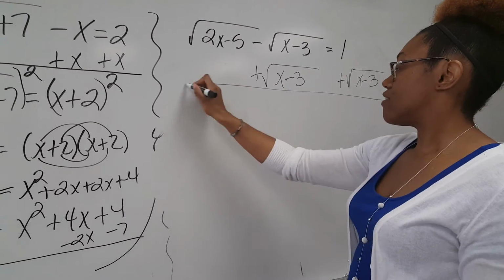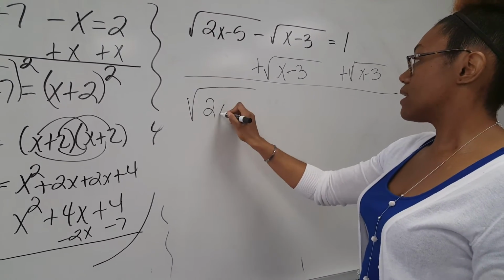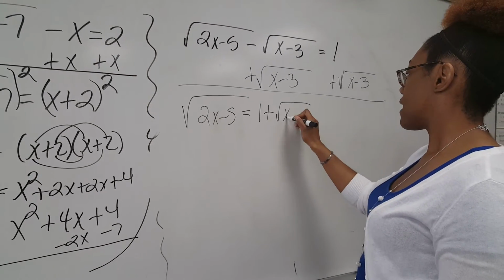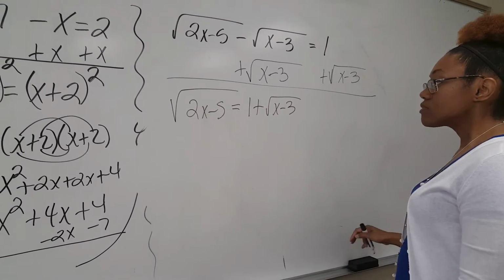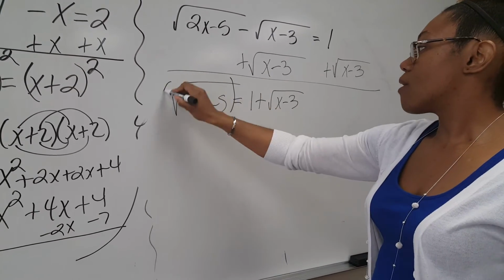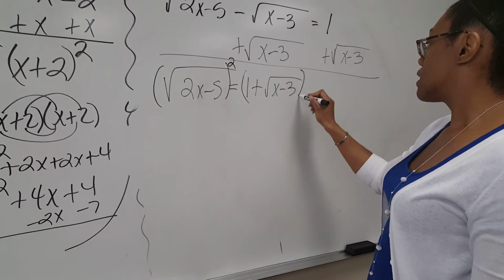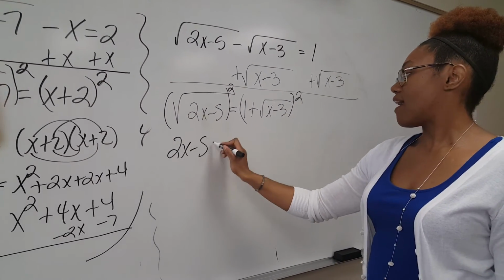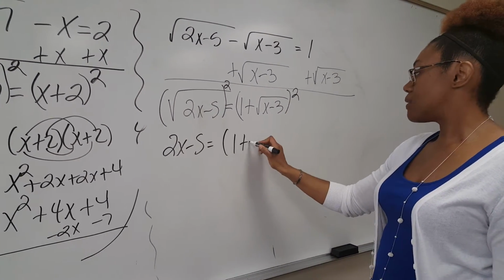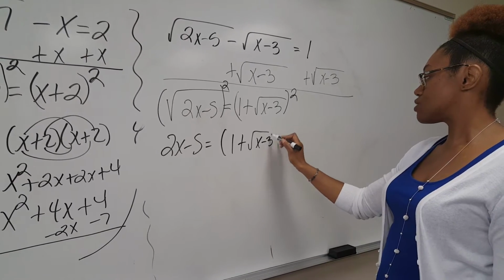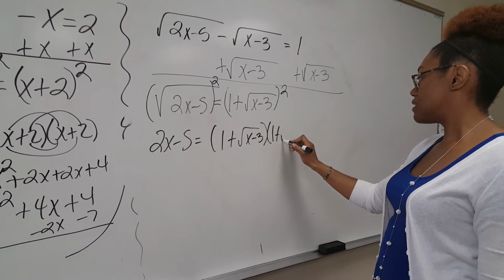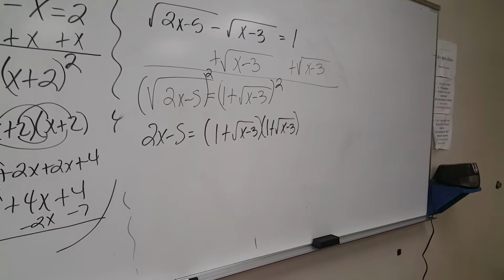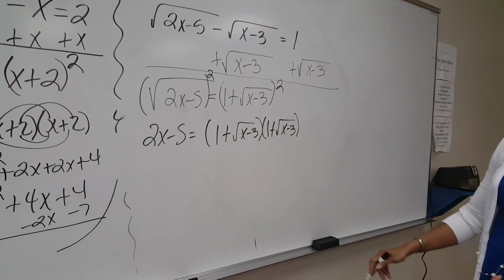So that'll now give me square root of 2x minus 5 equals 1 plus the square root of x minus 3. So I square both sides now, and this will give me 2x minus 5 equals 1 plus square root of x minus 3 times 1 plus square root of x minus 3, right? So just as we were doing before, you have to FOIL.